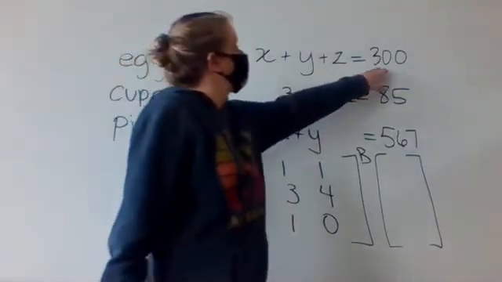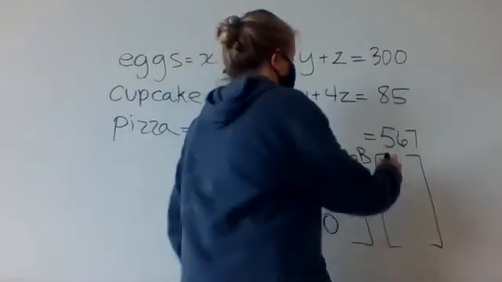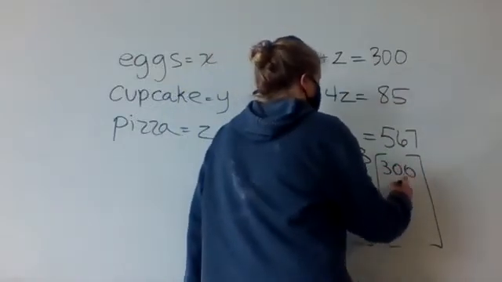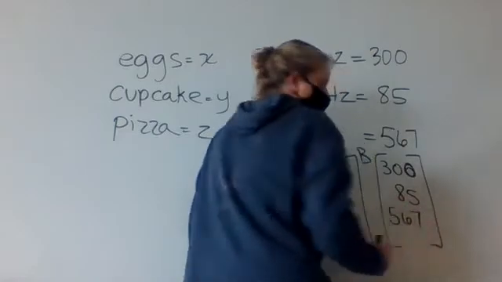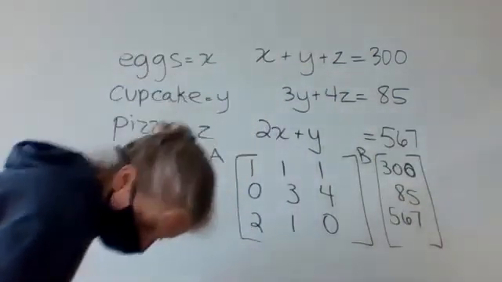And again, matrix B is always the numbers on the other side of the equal sign. So 300, 85, and 567.